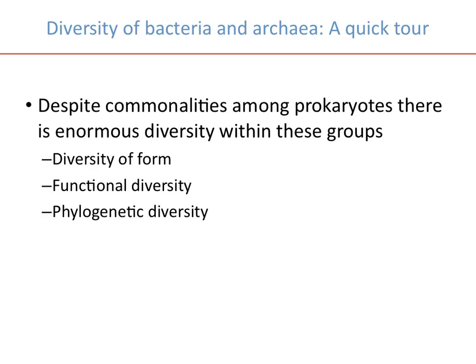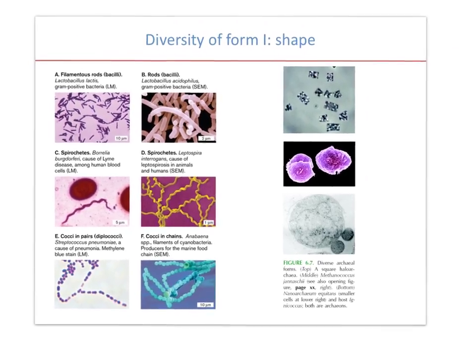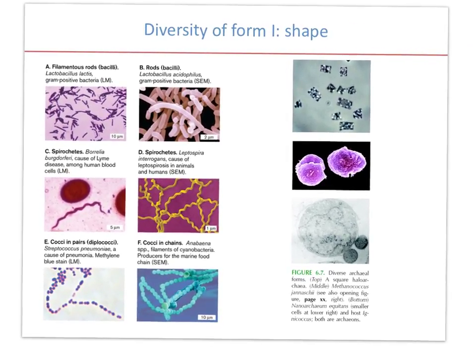Functional diversity, this is really where you see tons and tons of diversity in these organisms, and we're going to spend a good chunk of the second part of the course talking about functional diversity. And then, of course, phylogenetic diversity. You can't understand functional diversity and bacterial diversity without understanding it in the context of phylogeny. So we're going to do a quick tour of diversity of form.